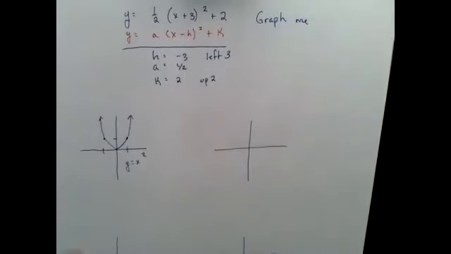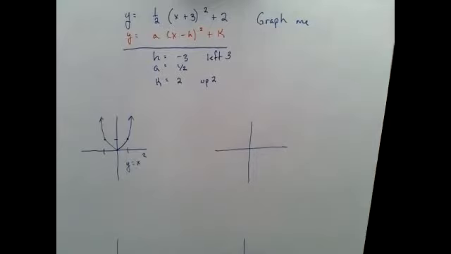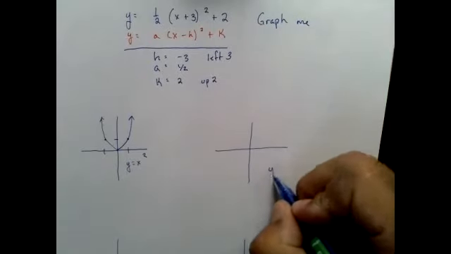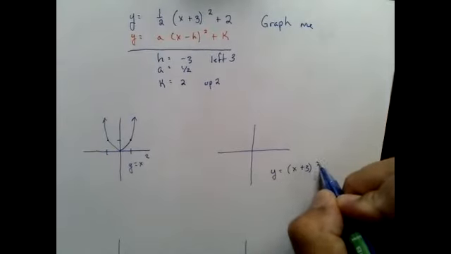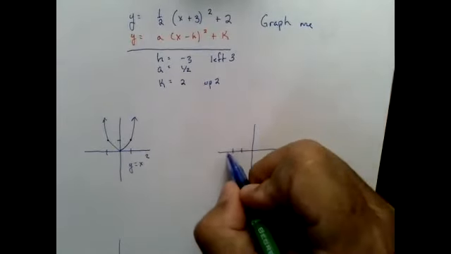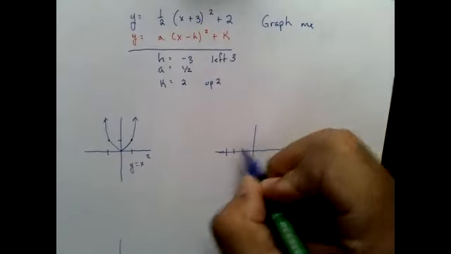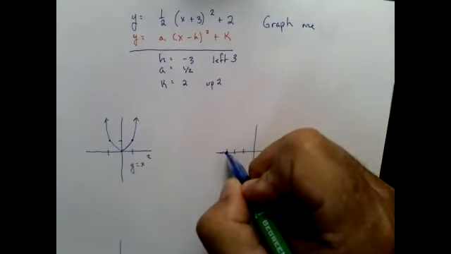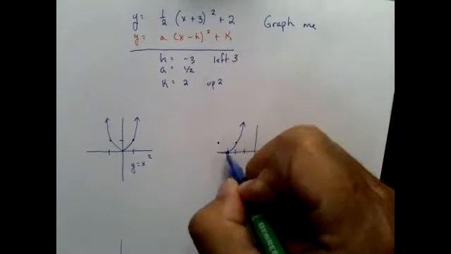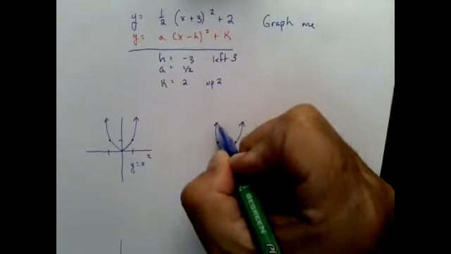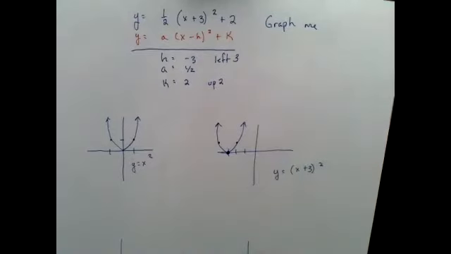Y equals x squared, the parent function, not a problem. Next is the h. Y equals x plus 3 squared, and we said that's going to go to the left 3. So we're now here, there, and there. Same shape, just moved to the left 3.